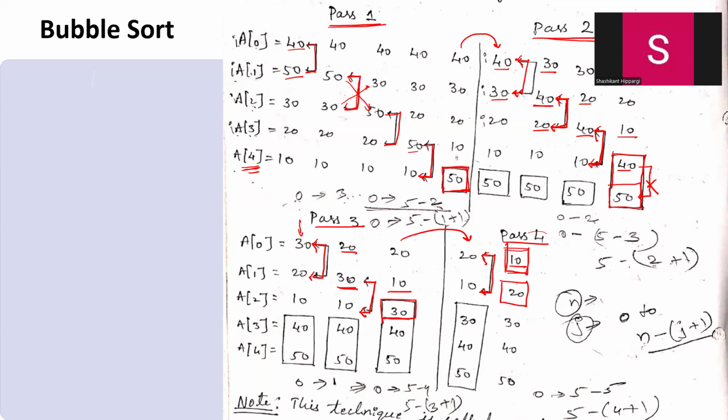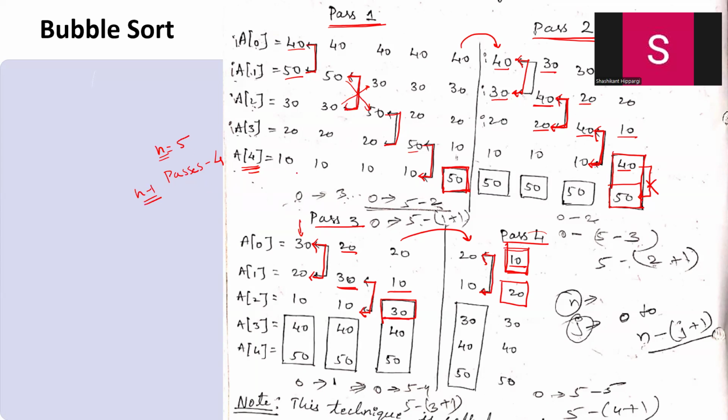So if we have 5 elements with us, then the number of passes will be 4. If we have n number of elements with us, then the number of passes will be n minus 1.